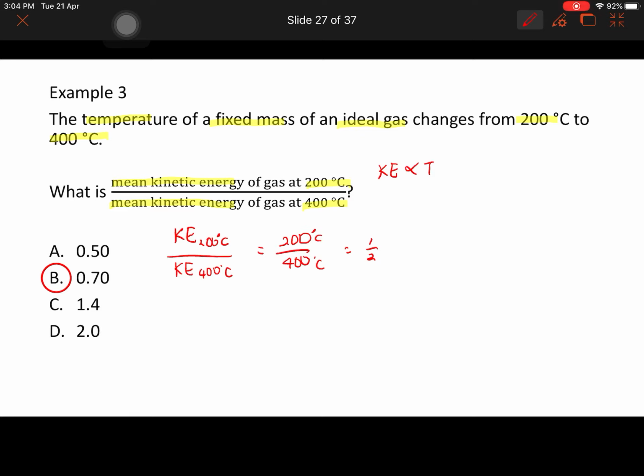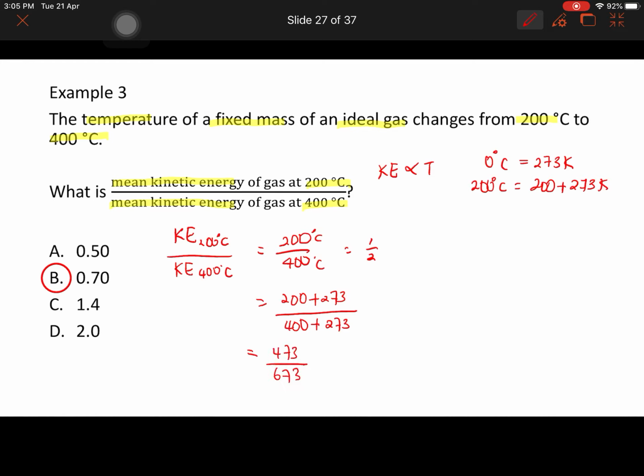Remember what did we say about temperature? In the last lesson, I kept emphasizing temperature in ideal gas. What unit must you use? You must use kelvins. That's right. So you need to convert your degrees Celsius to kelvins. Now how to convert? 0 degrees Celsius equals how many kelvins? 273 kelvin. So 200 degrees Celsius will be 200 plus 273 to get kelvins. So it is 200 plus 273 divided by 400 plus 273. That will give us 473 over 673.